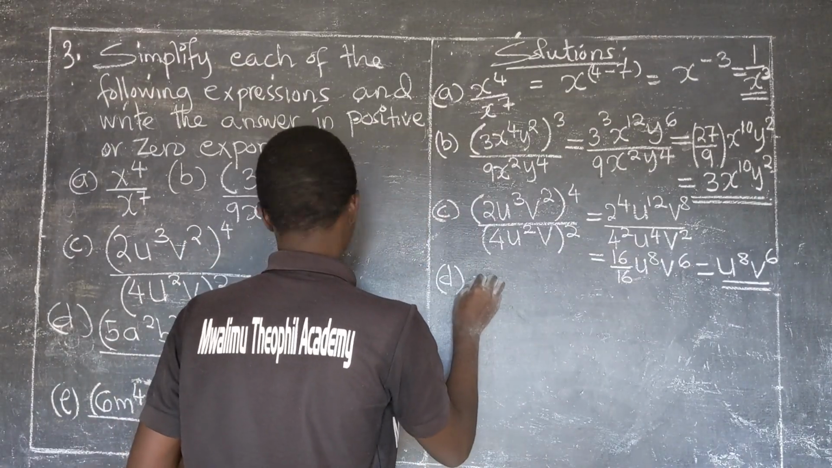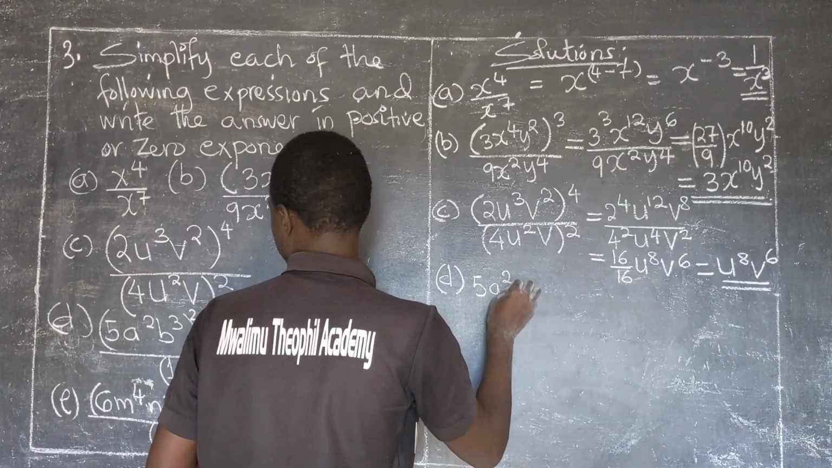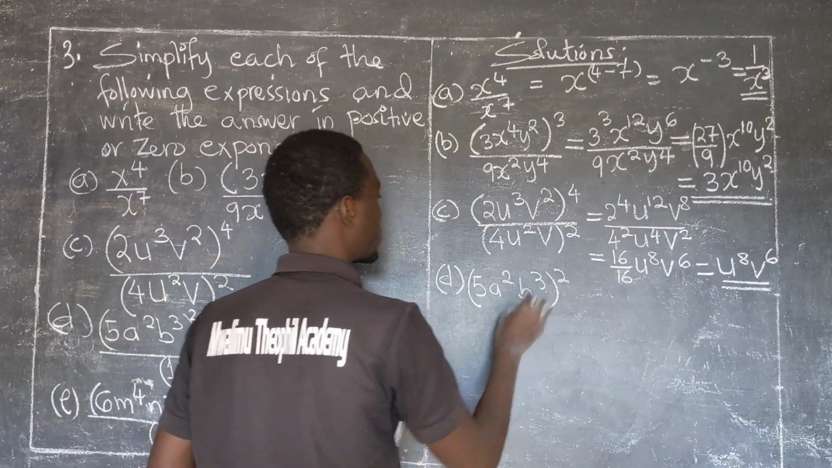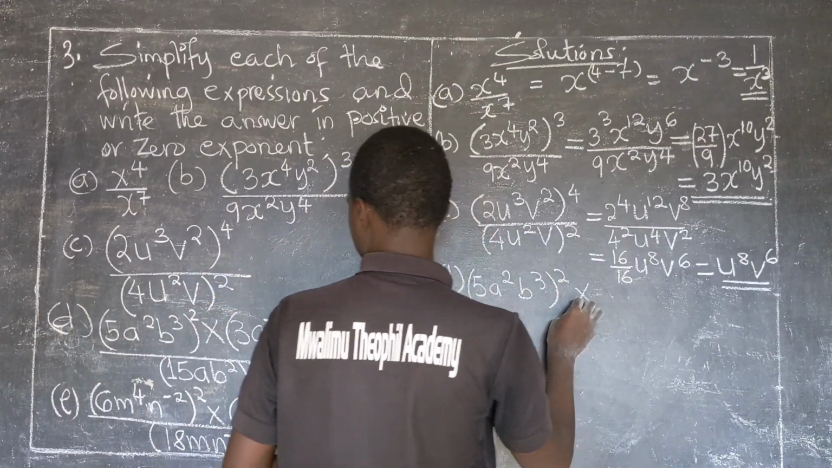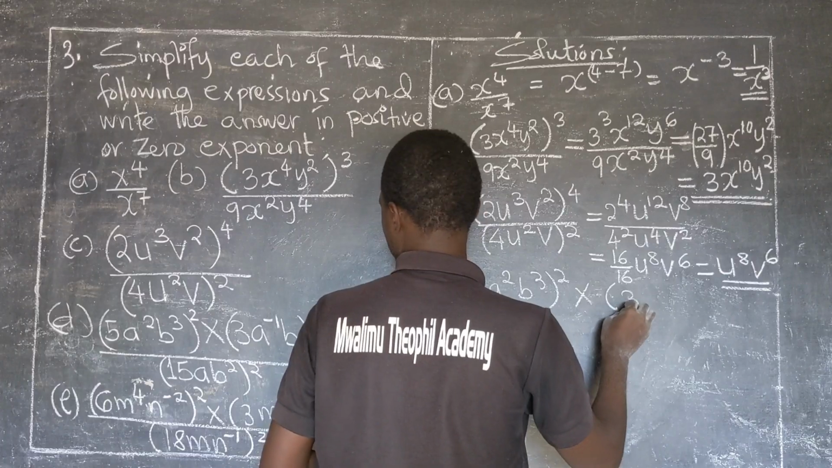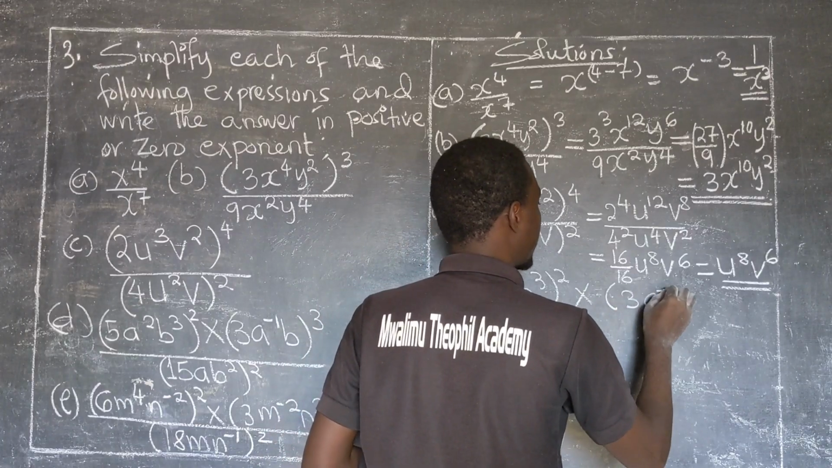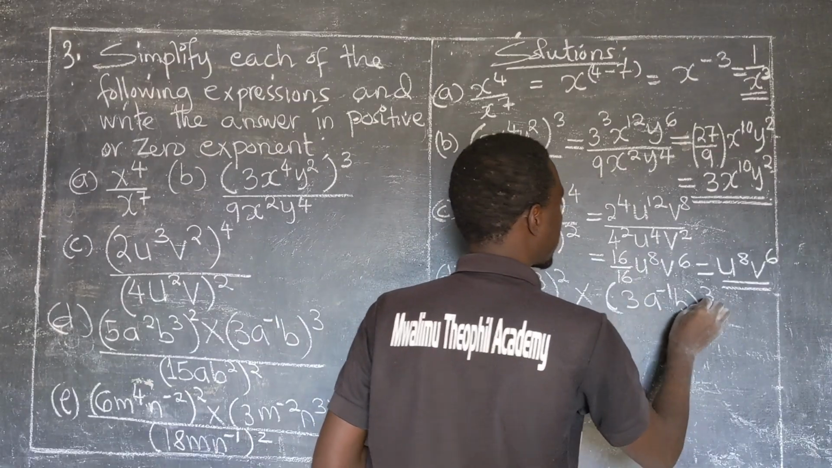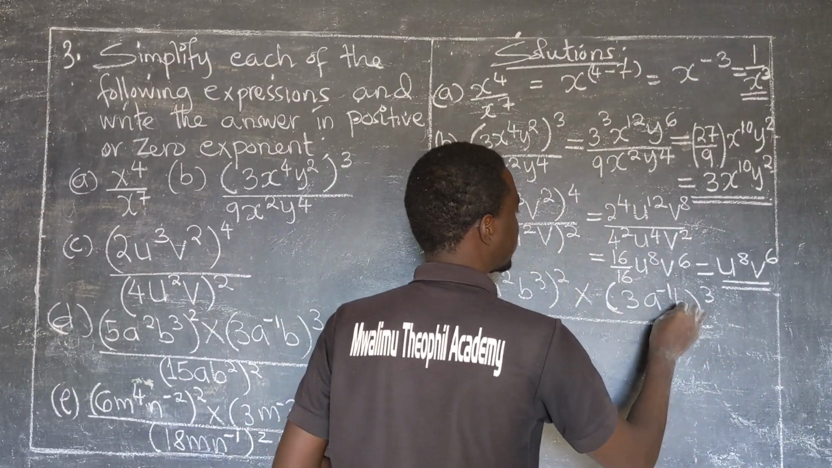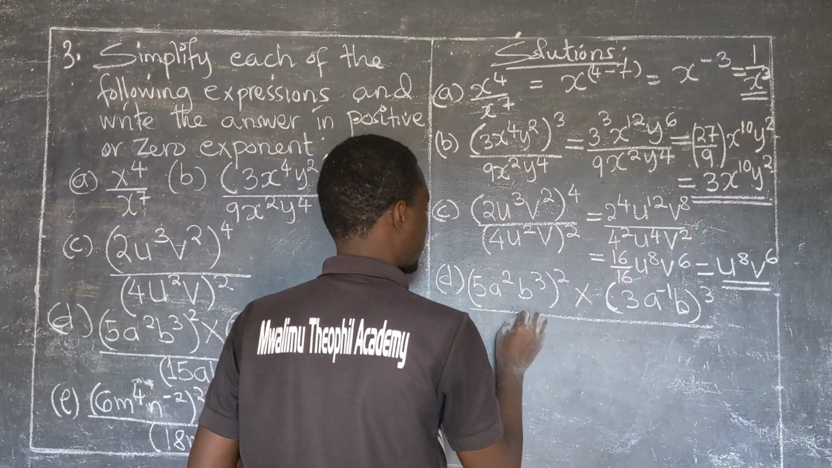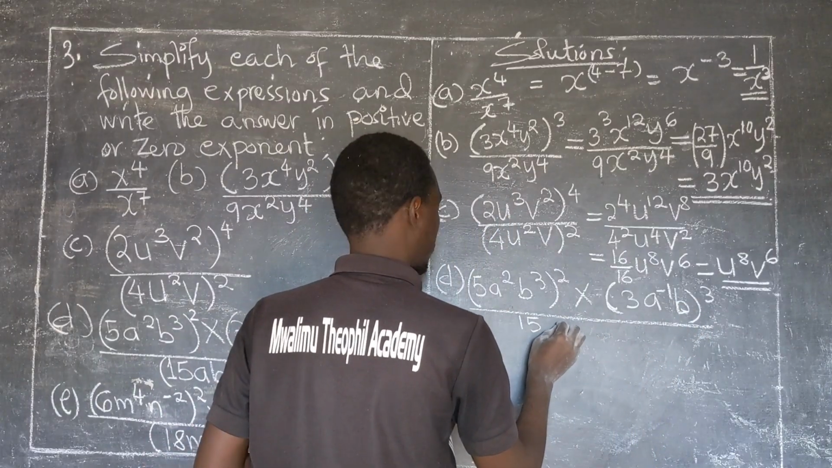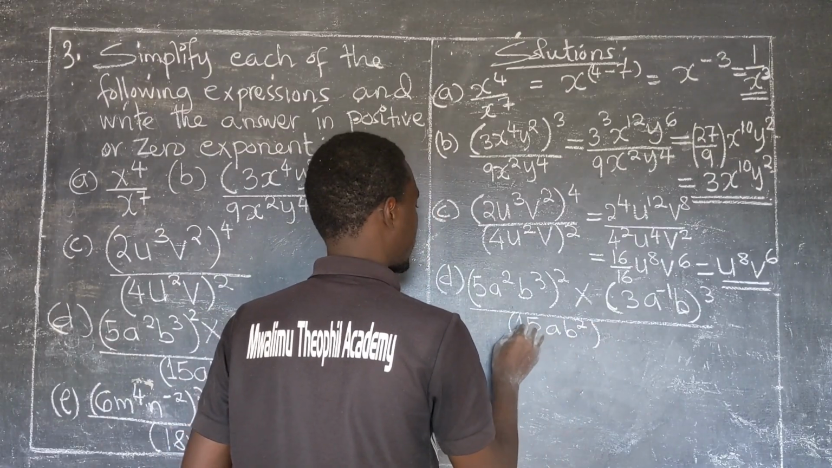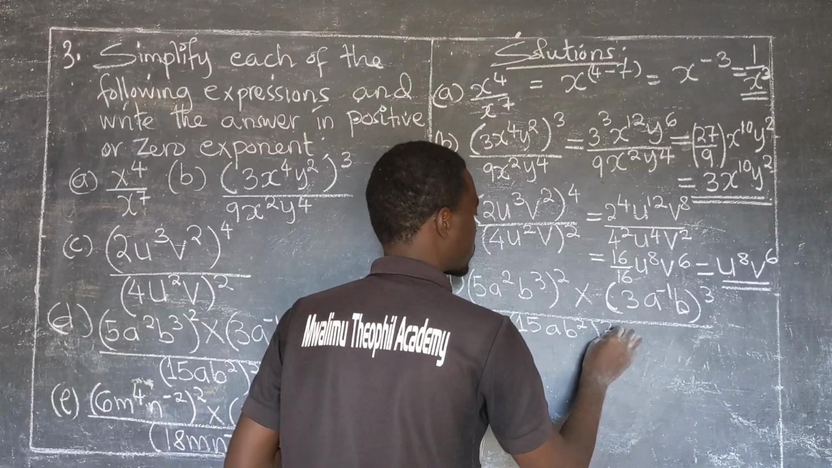After that, let's go to D. Part D states that 5a squared times b raised to 3, bracket raised to 2, multiplied by bracket 3 times a raised to negative 1, b, bracket raised to 3, divided by 15 times a b raised to 2, bracket, exponent 2.